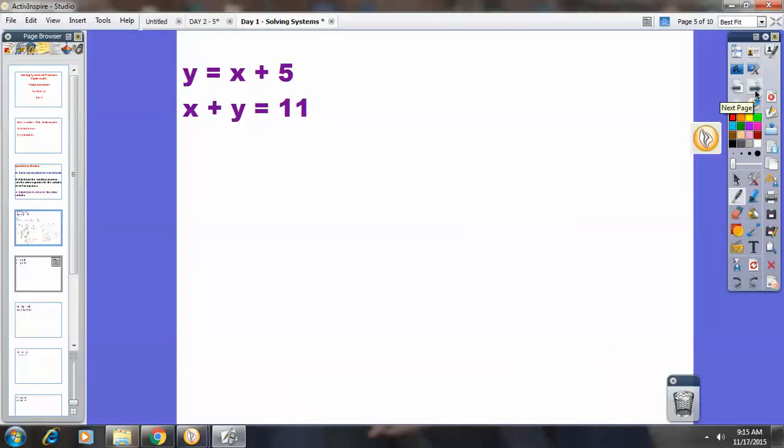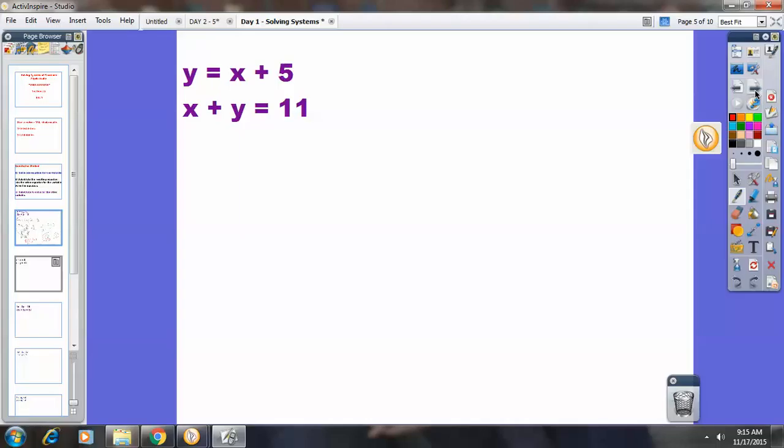Look at the second one. We have y equals x plus 5 and x plus y equals 11. We could graph this, okay? We can always solve by graphing. You can use substitution, you can use elimination. We're using substitution today, so we need to have one variable by itself.